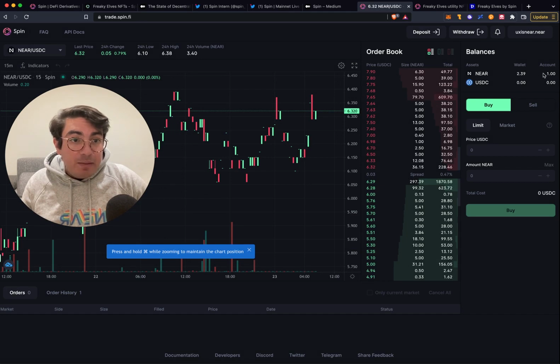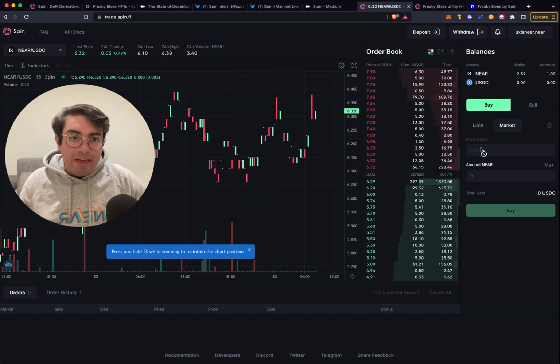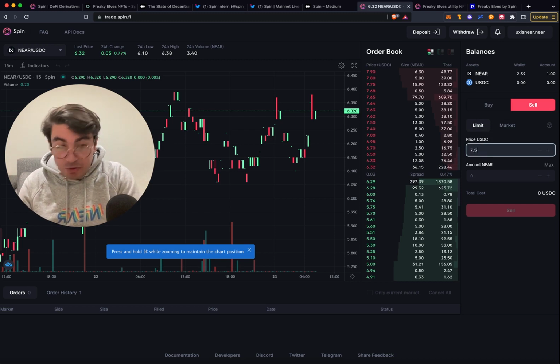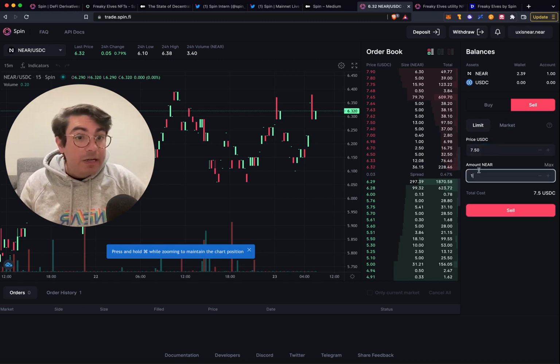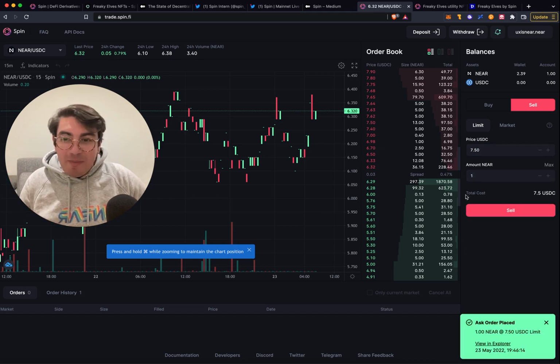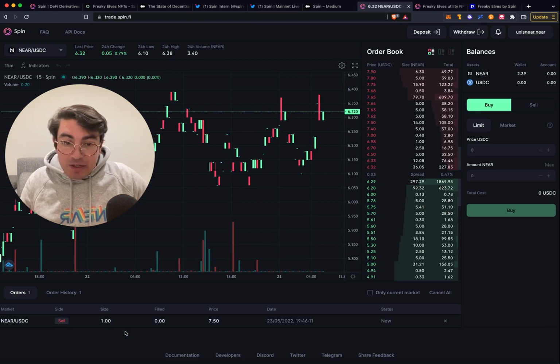I deposited some Near earlier today, and I want to show you something super cool. If you do a market order, it will just do it at the best available price. So it will just take the best price from the order book. But if you do a limit order, let's say you want to sell Near when it gets to 7.50, and I'll sell the 1 Near that I deposited. Check this out. I click sell and it automatically places the order. We can see the confirmation down here in the corner. Ask order placed, 1 Near at 7.5 USDC. And now we can see the new order down here.